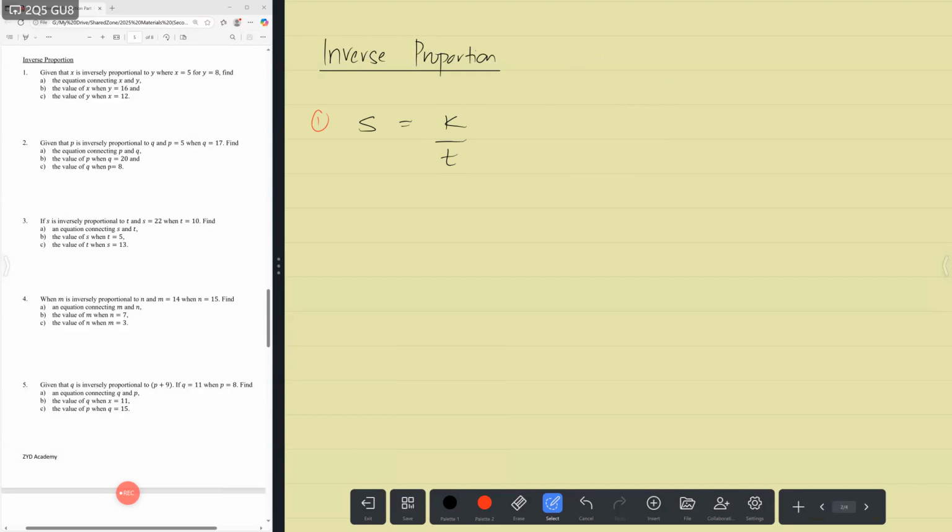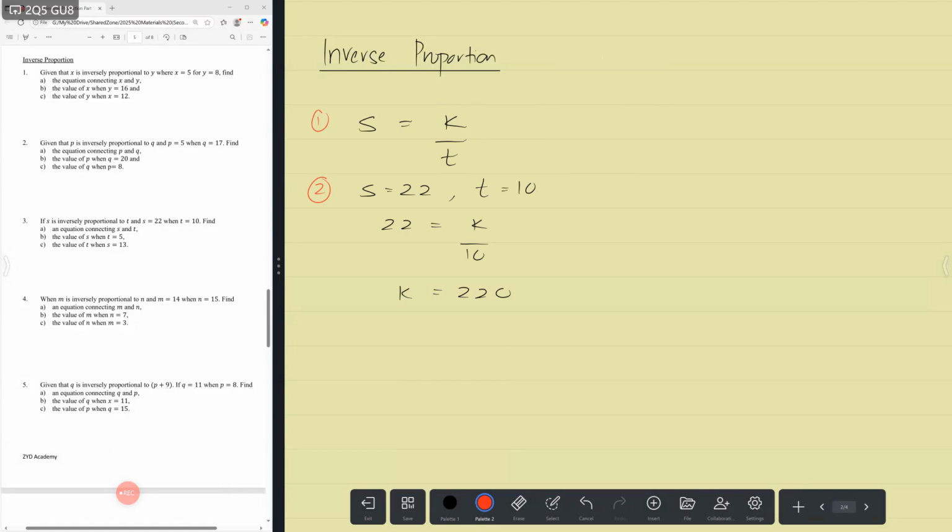All right, so as per the same process for direct proportion, the second thing is they tell us S is equals to a certain value. S is 22 when T equals to 10. And what do you do with these two values? You substitute into the main equation. So therefore, you have 22 is equals to K over 10. Find the value of K, so K equals to 220.